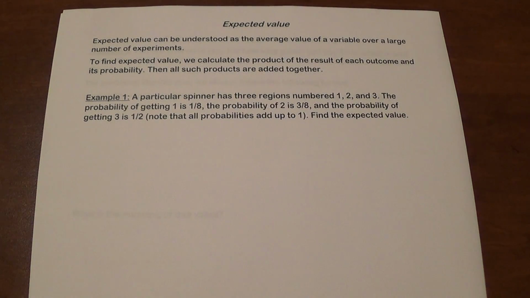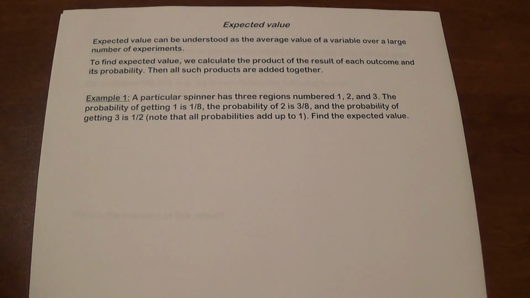Hi, this video is on expected value, and we understand expected value as the average value of some variable when you do a large number of experiments. I know it sounds very fancy, but to find the expected value, we calculate the product of the result of each outcome and its probability, and then all those products are added together. Let's actually do a problem, and we'll see that it's pretty simple to do.